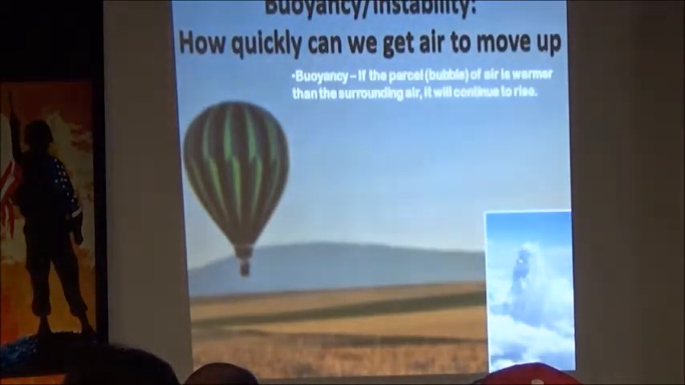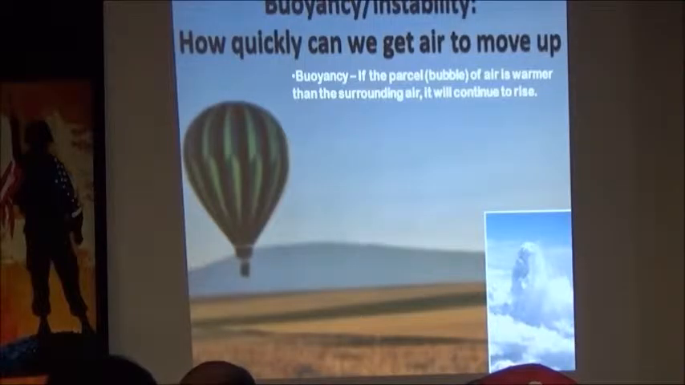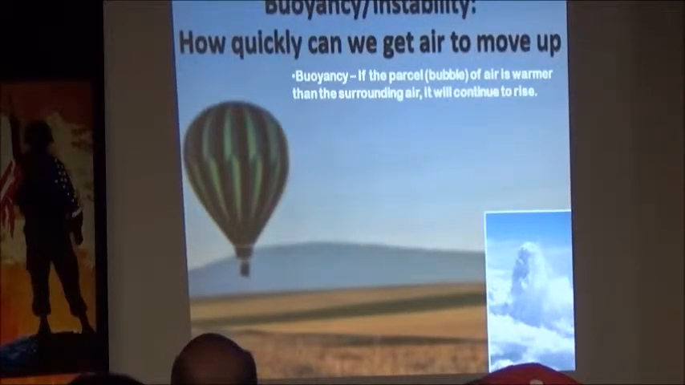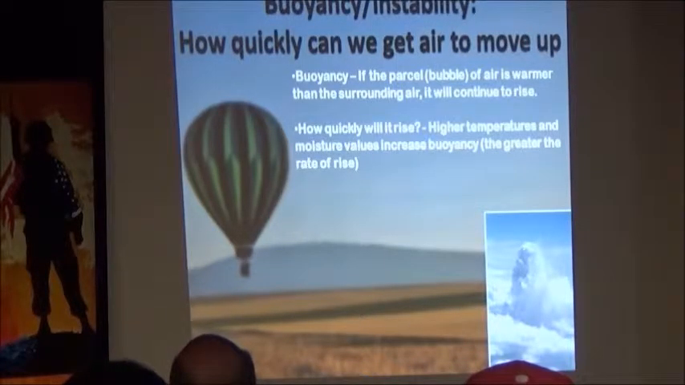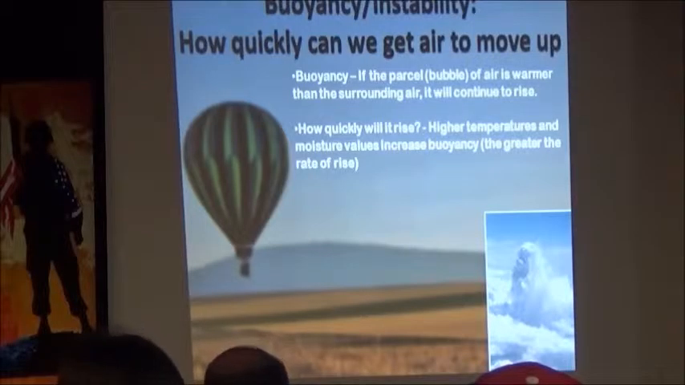All right, buoyancy and instability. If the bubble is warmer than the surrounding air, it will continue to rise. That's the bottom line. As long as it's going up through the atmosphere, if it's still warmer, it will continue to rise. So the warmer it is here at the ground, the higher it's going to go up, and the higher it goes up, the more intense that storm updraft is going to be, and the better chance of that storm producing severe weather. So that's why we watch it closely.